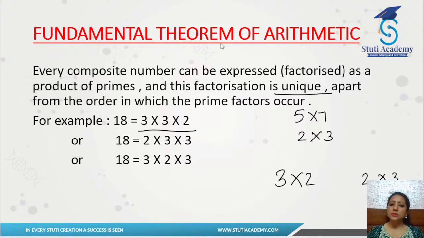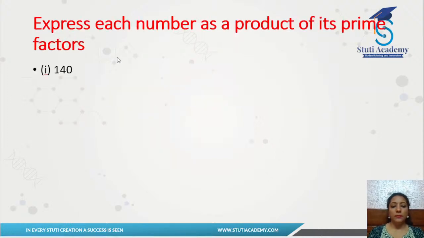Now we'll be using the fundamental theorem of arithmetic in the next question. This is also an NCERT question, exercise 1.2. Express each number as a product of its prime factors. So the first part here is 140. We have to put this in the form of a product of prime factors. So I'm going to factorize this.